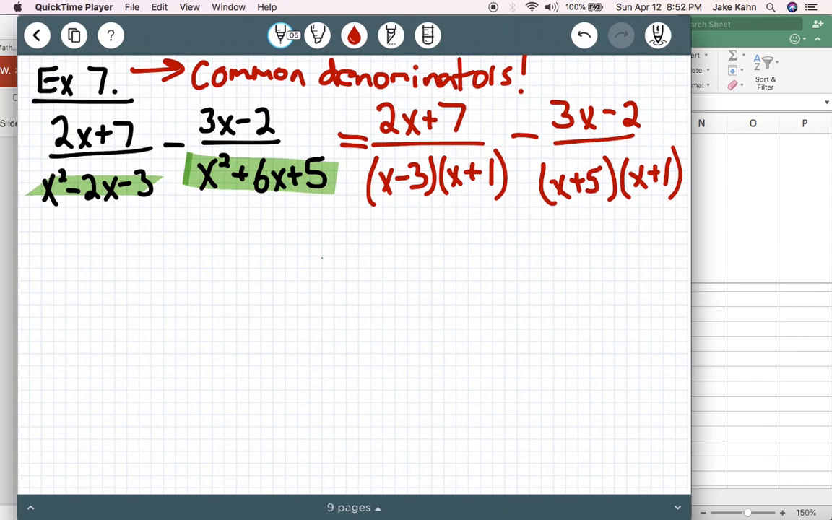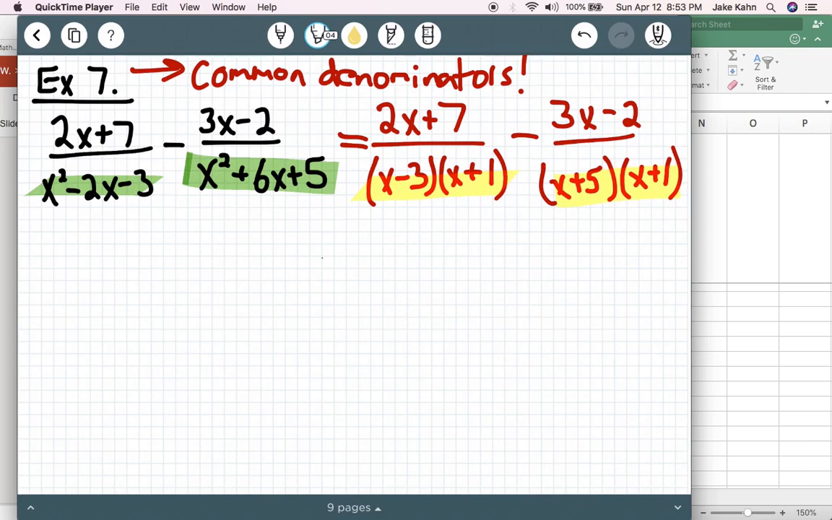However, with a problem like this, rather than a normal fractional subtraction or addition problem, it is actually easier to find the common denominator, because all we need to do is multiply by something on the top and the bottom of both fractions to get them to match. How can we get the bottoms, x minus 3 times x plus 1 being one, and x plus 5 times x plus 1 being the other, to match? How can we get them to be common denominators? Well, the answer is just multiply by what's missing from the other fraction.